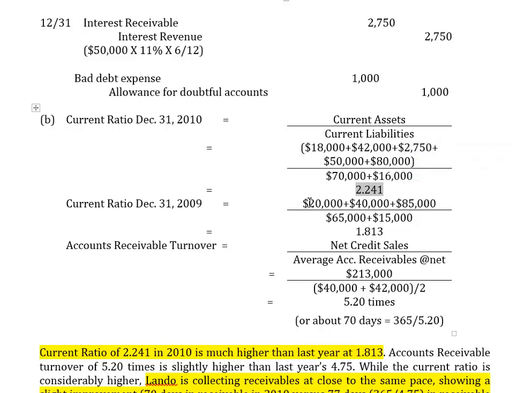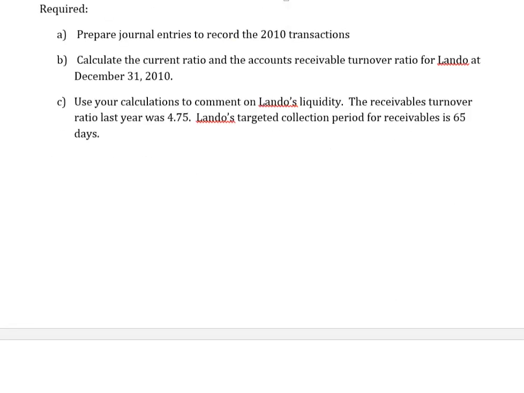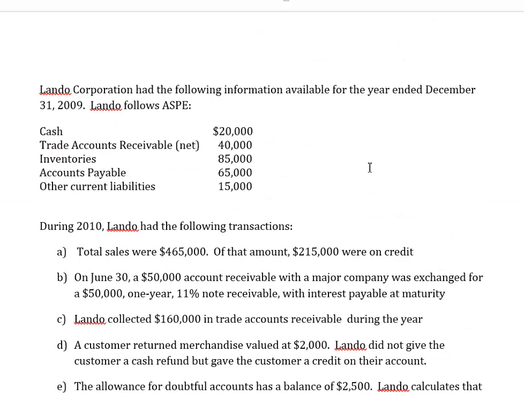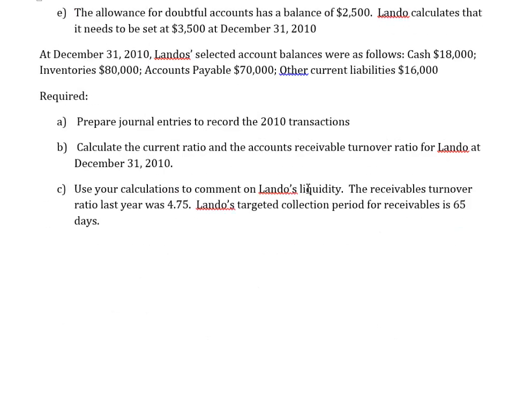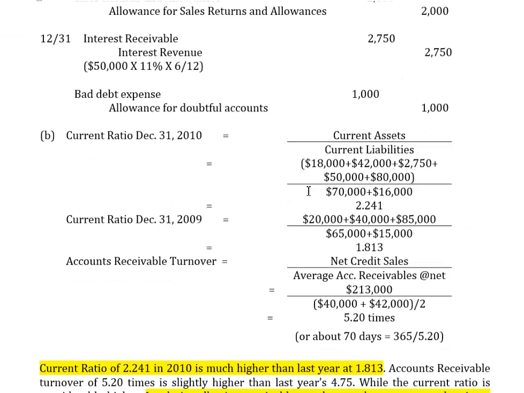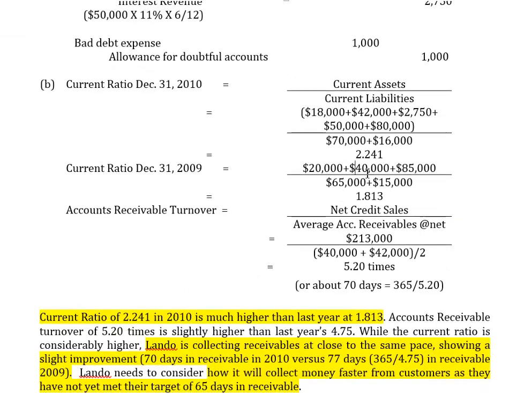Well, fortunately, we're given all of our current asset and current liability information at the end of 2009 right in the opening balances from the question. So let's go back up to the top and see what we've got. We've got here all your current asset accounts and all your current liability accounts. So 20 plus 40 plus 85 is right here in our calculation. 20 plus 40 plus 85, and these are the current liabilities.